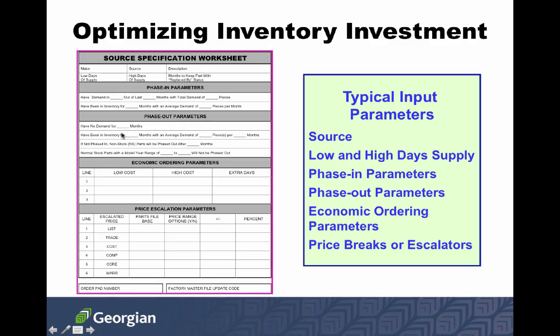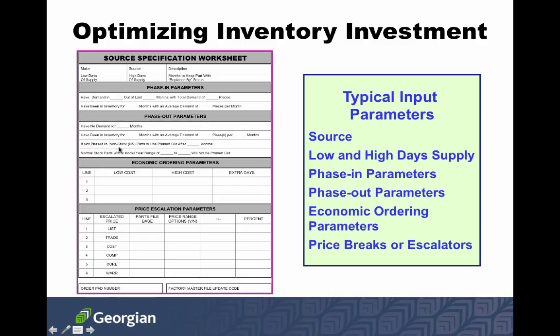Now the phase out parameters: have no demand for X months. Automatic phase out would be 6 months, but I may lower that to 4 months if that's what I choose. Have been in inventory for X months with an average demand of X pieces per month, and that may be fairly expensive parts that I simply don't want in inventory if I had it for 6 months, but I had 1 piece over the last 6 months. These are settings that are best specified in the context of your operation.